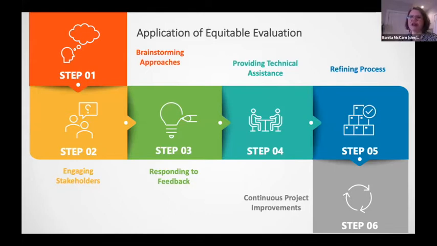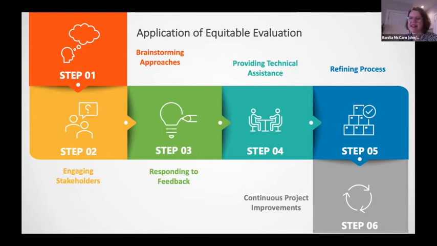In step four, providing technical assistance. An important component when rolling out new data collection tools is training, so technical assistance is built into the process. In step five, refining the process, continuing to monitor and build on what is working well and addressing aspects that are not working so well.